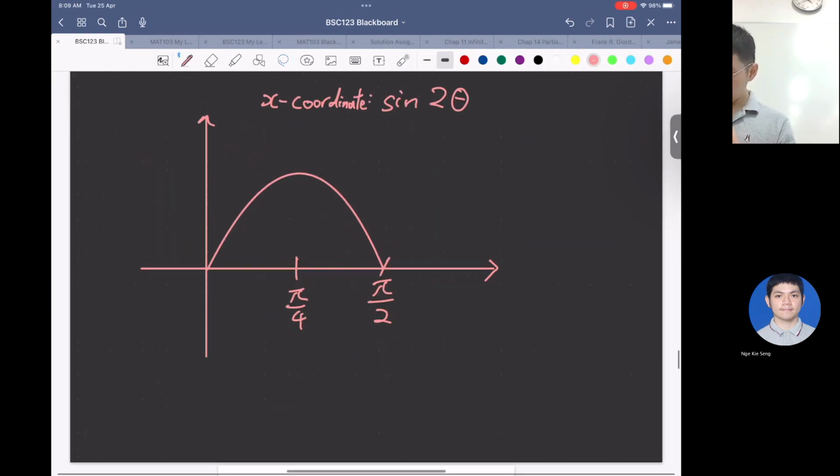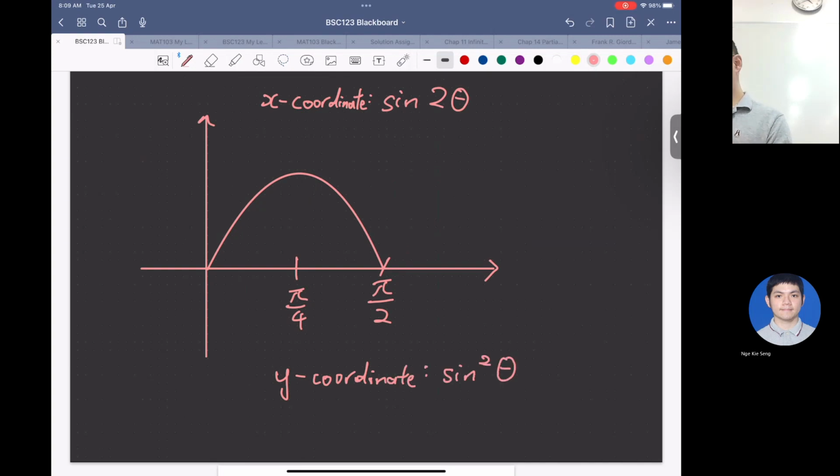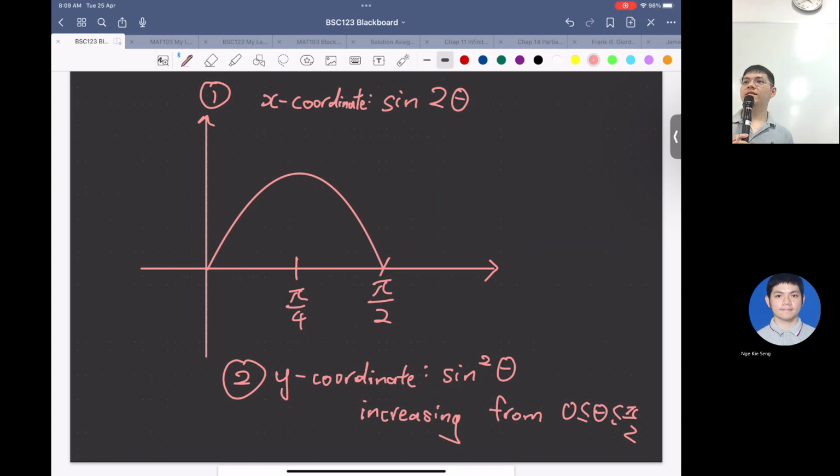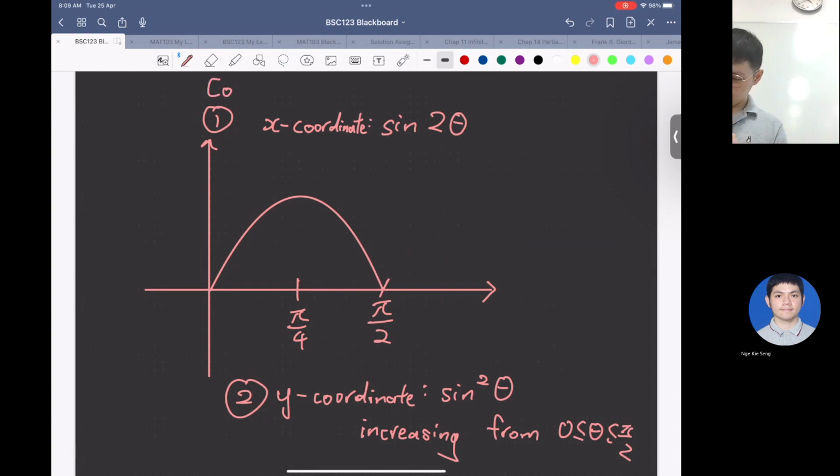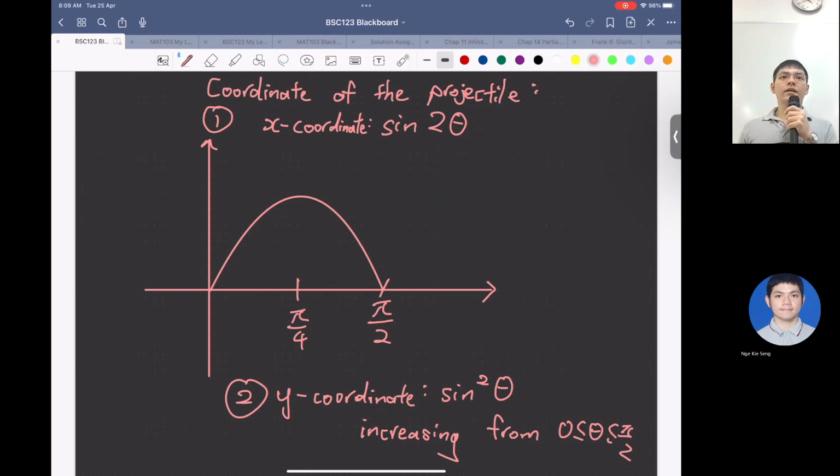But for the y coordinate, it is sine squared theta. So this one is increasing from 0 to how many? Okay, makes sense. These are the coordinates of the projectile. So the x coordinate is symmetric away from 45 degrees.